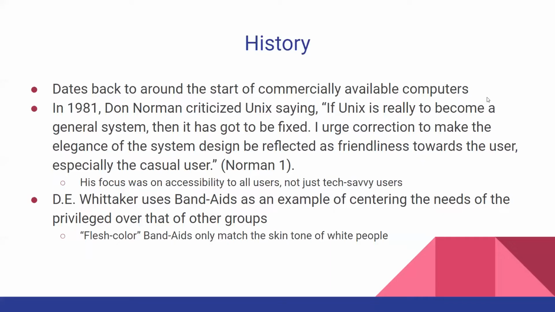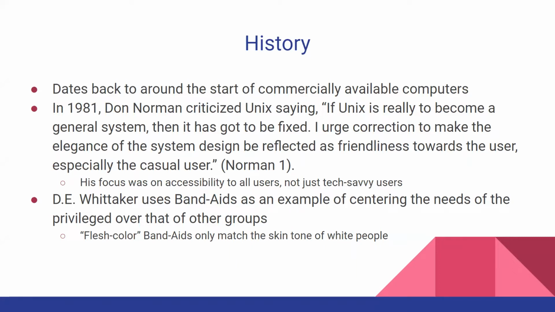History. The history of imagined users dates back to around the start of commercially available computers. In 1981, Don Norman criticized Unix by saying, "If Unix is really to become a general system, then it has got to be fixed. I urge correction to make the elegance of the system design be reflected as friendliness towards the user, especially the casual user." By this, he was saying that the Unix developers should focus their development on accessibility towards all users, not just those who are tech savvy.